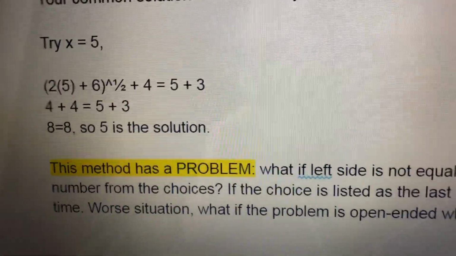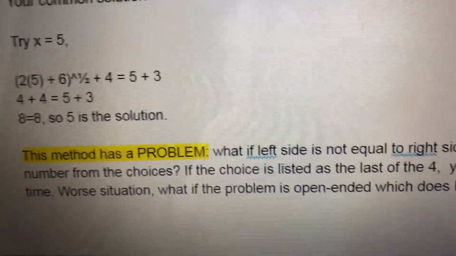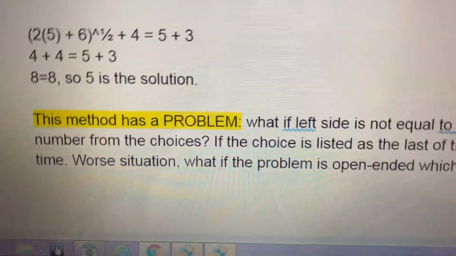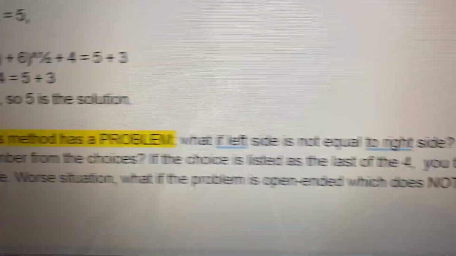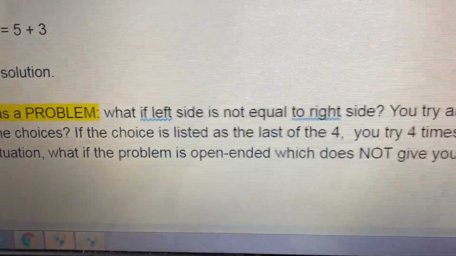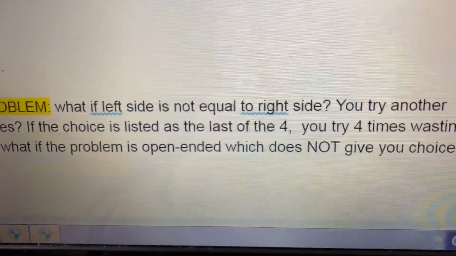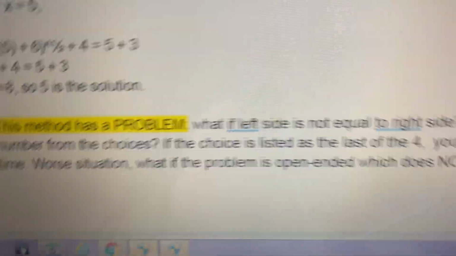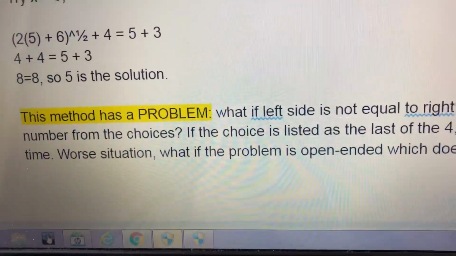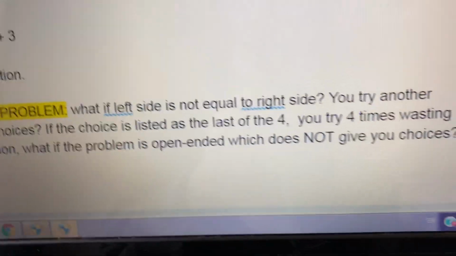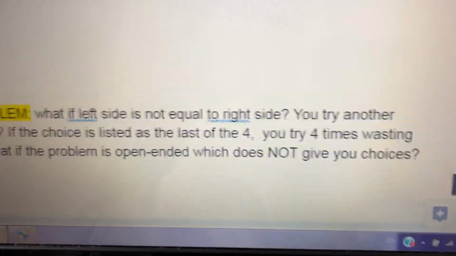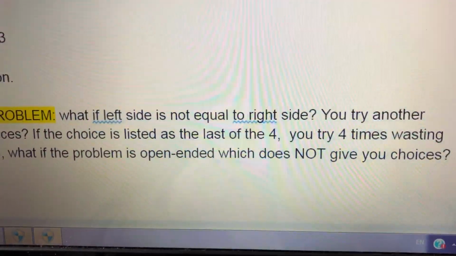This method has a problem. What if the left-hand side is not equal to the right-hand side? You try another one from the choices. Now, if the correct choice is listed last of the 4, you try 4 times, wasting a lot of time. The worst situation is, what if this is an open-ended question, which does not give you choices? So I'm going to show you how to do this properly next.